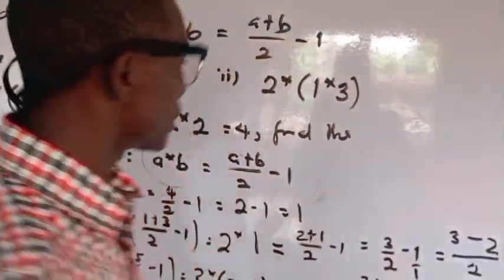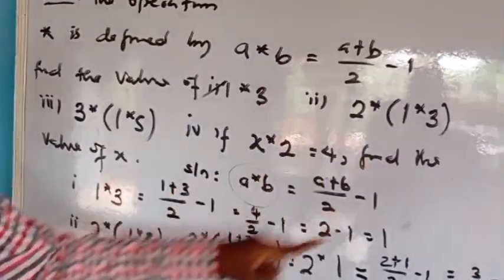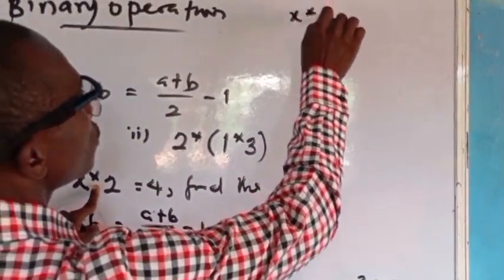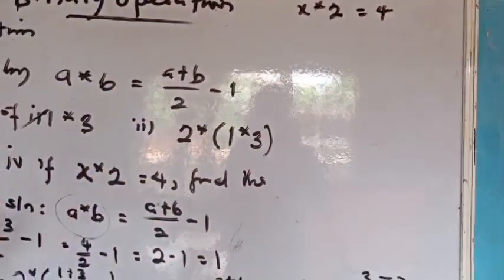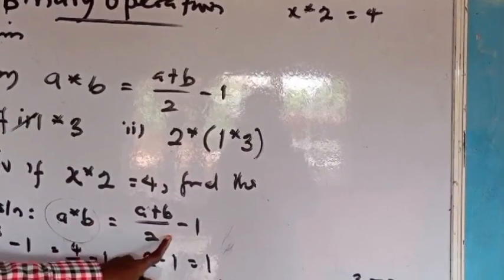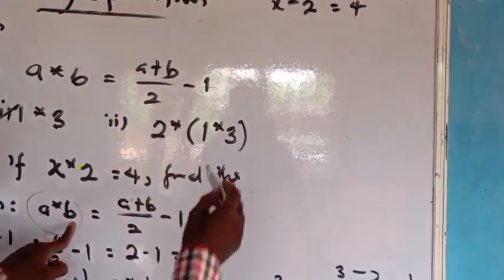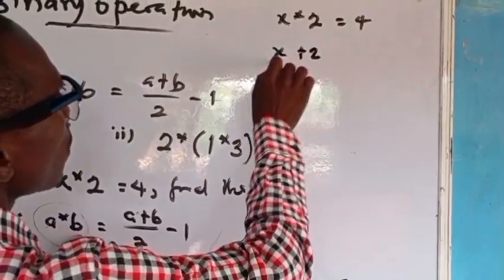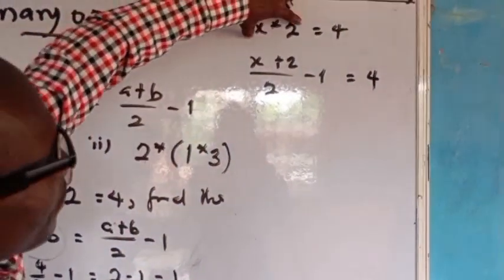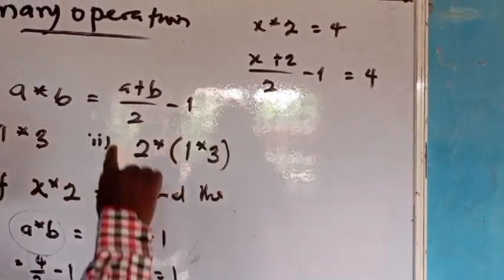Now from here we want to look at number 4. If X asterisk 2 is equal to 4, find the value of X. Now we are saying that X asterisk 2 is 4. But we know what the law is saying. This is an equation. The law is telling us A asterisk B is this. So for us to obey this, being an equation, X is now A, 2 becomes B. We now say X plus 2 over 2 minus 1 is equal to 4. So what we have done, we just define this to become this, equals 4.